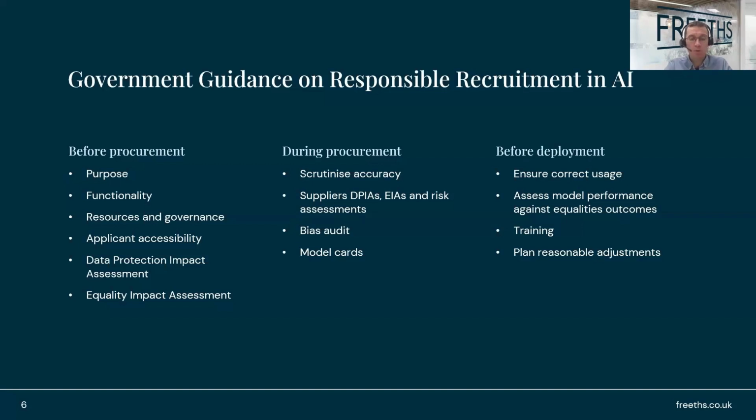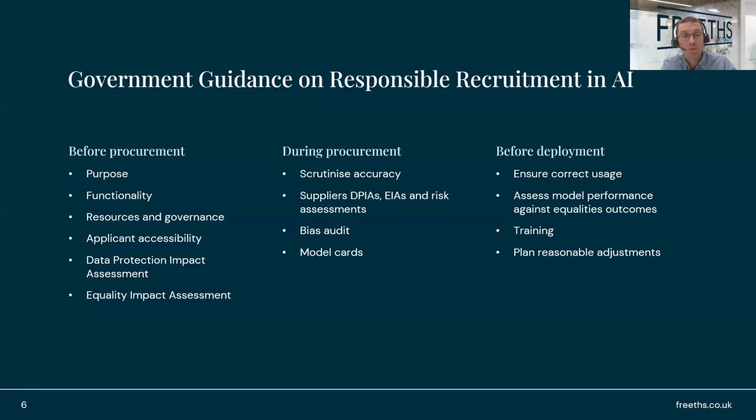So before procurement, what it says is employers have to have a clear vision that outlines the desired purpose of the AI system. What problem are they trying to solve? How can using AI help? Is AI appropriate for this problem? Okay, so what is the purpose? Then look at functionality.